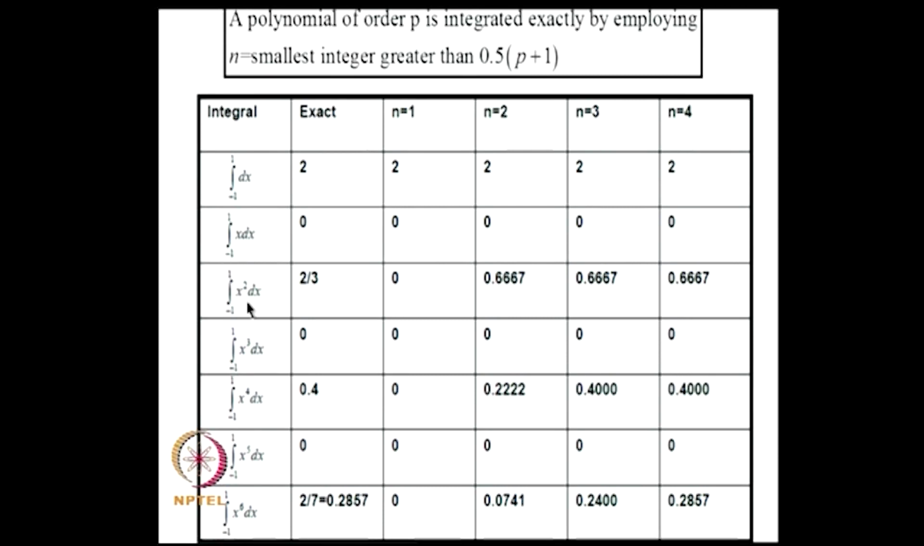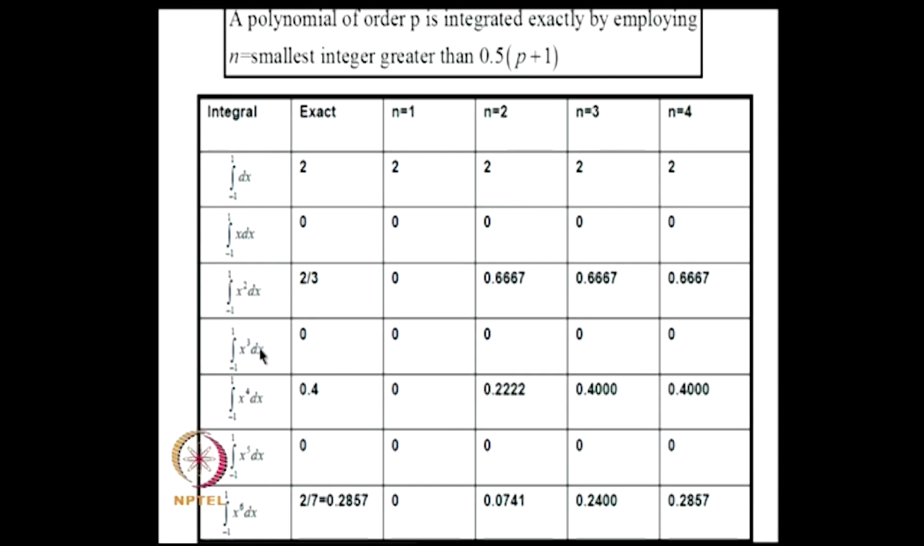But here p equal to 2. So, 2 plus 1 is 3, 1.5, I need at least 2 terms before I can get the value of the integral correctly. So, if you see here, if I take only 1 point, I get the answer as 0, which is wrong. If I take 2 points, this is the exact answer, x cube by whatever, you can quickly do this, we get for n equal to 2 the right answer.